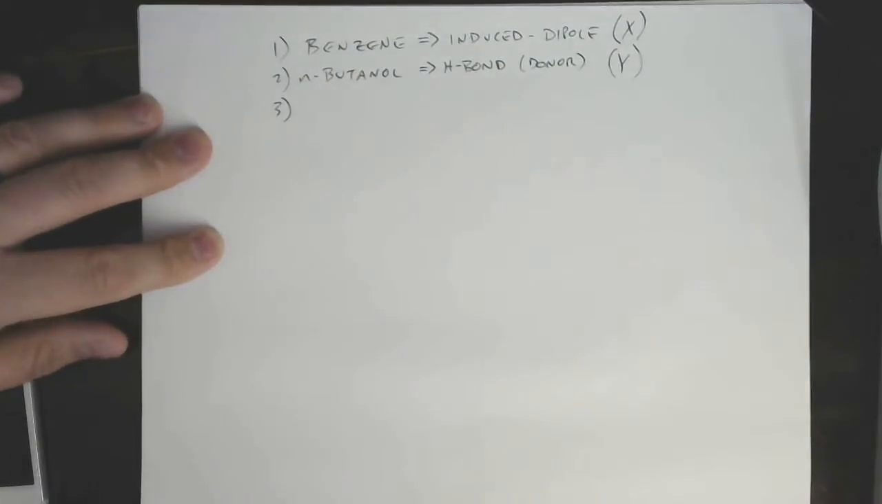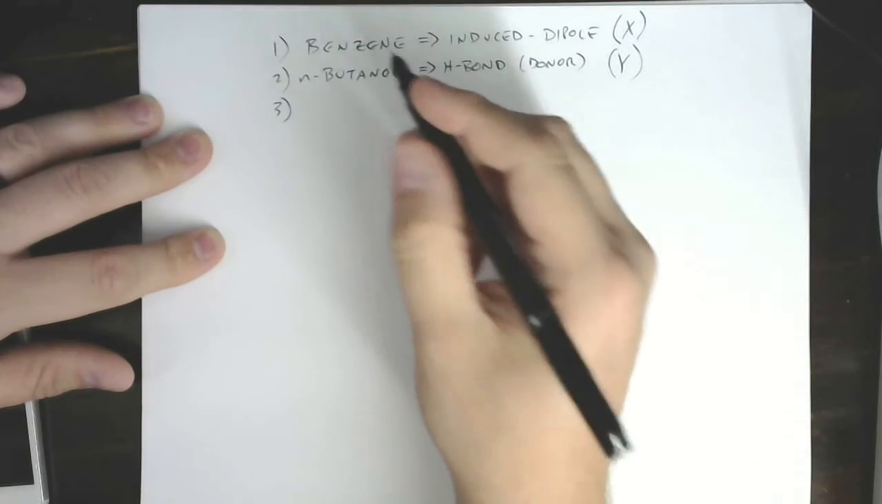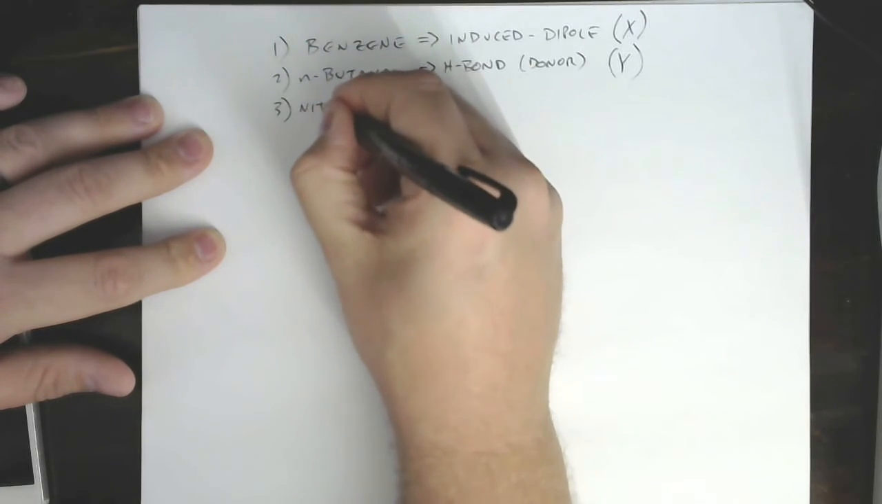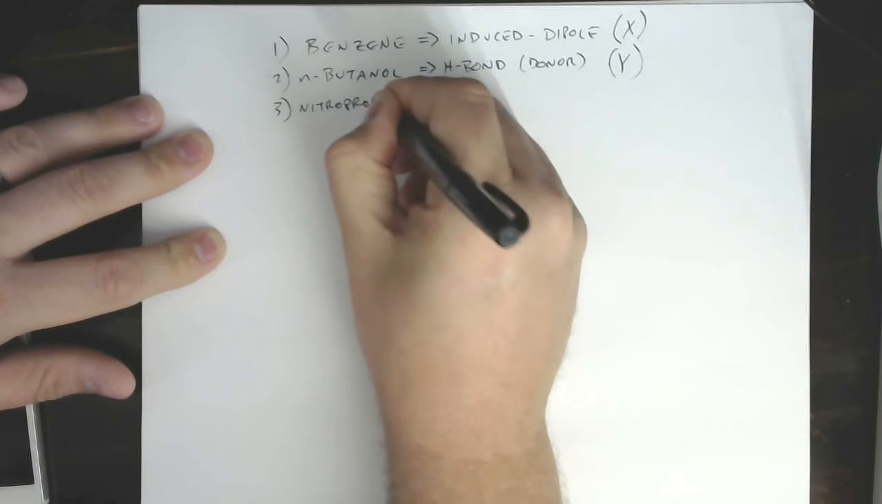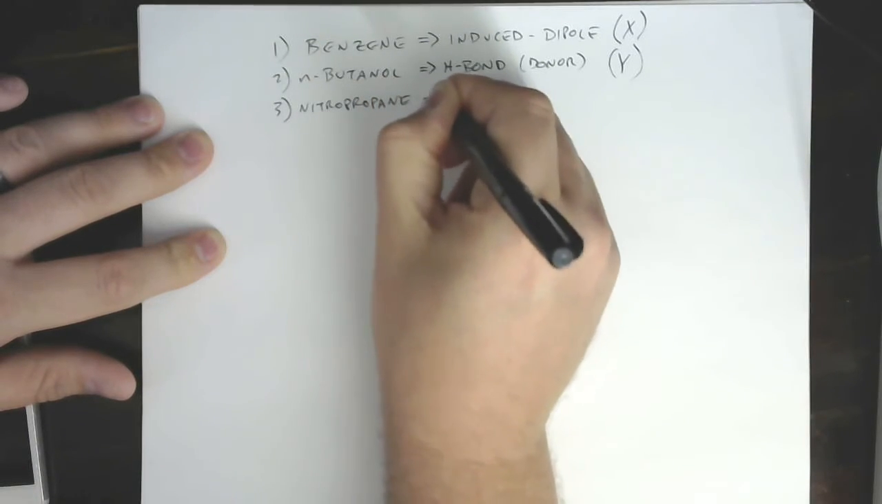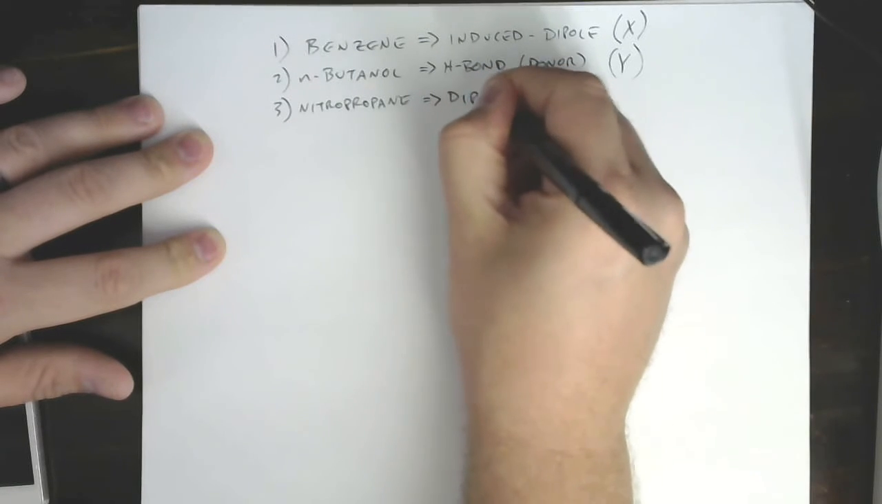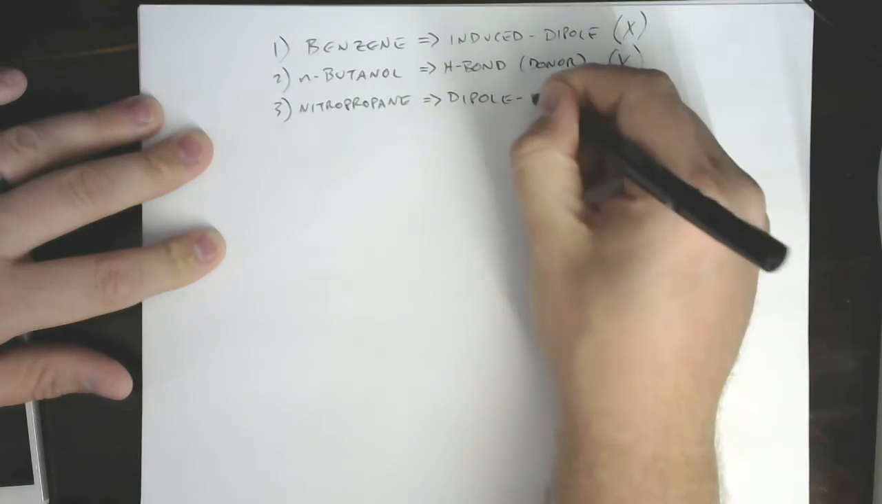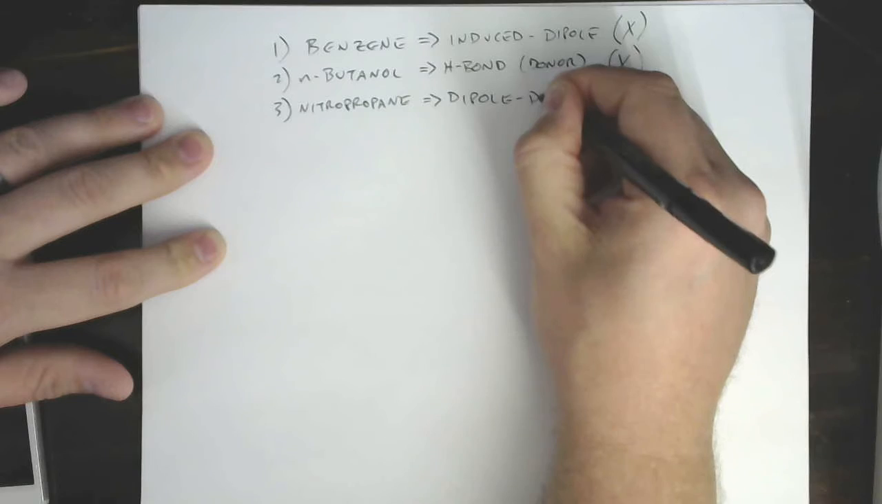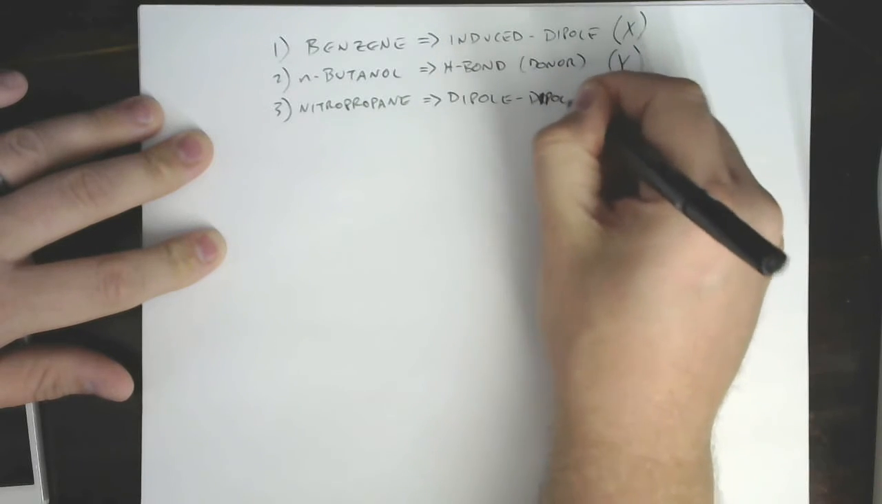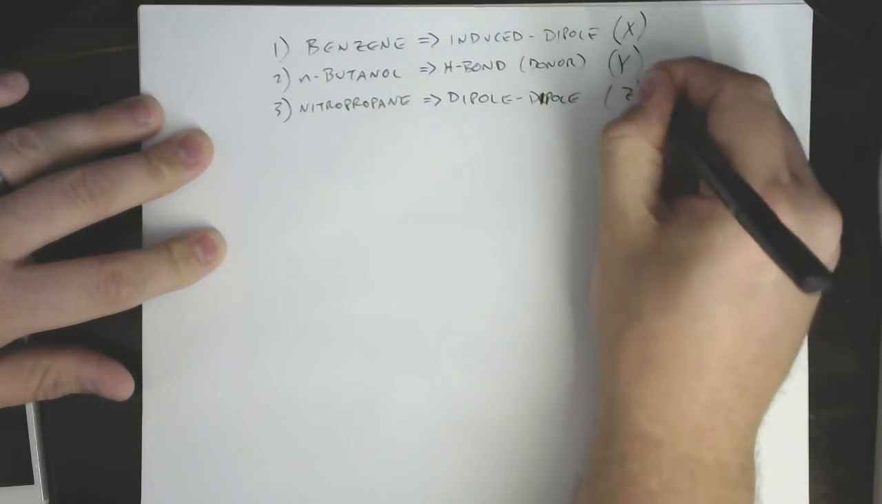Here's 3. Model analyte 3 is nitropropane. And it is meant as one example of dipole-dipole interactions. Dipole-dipole, there we go. Interactions, we're going to abbreviate that Z.